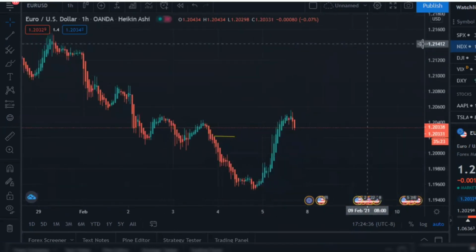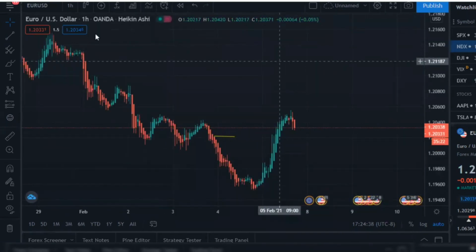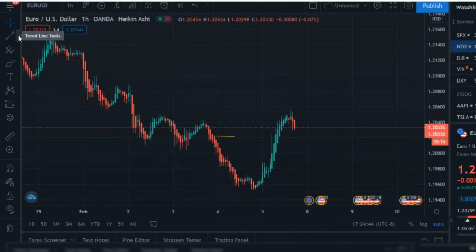Something else that I use is, what is this? This is where you draw your trend lines. You can use this for your trend lines. I think I talked about support and resistance, so you're able to draw your lines with that.